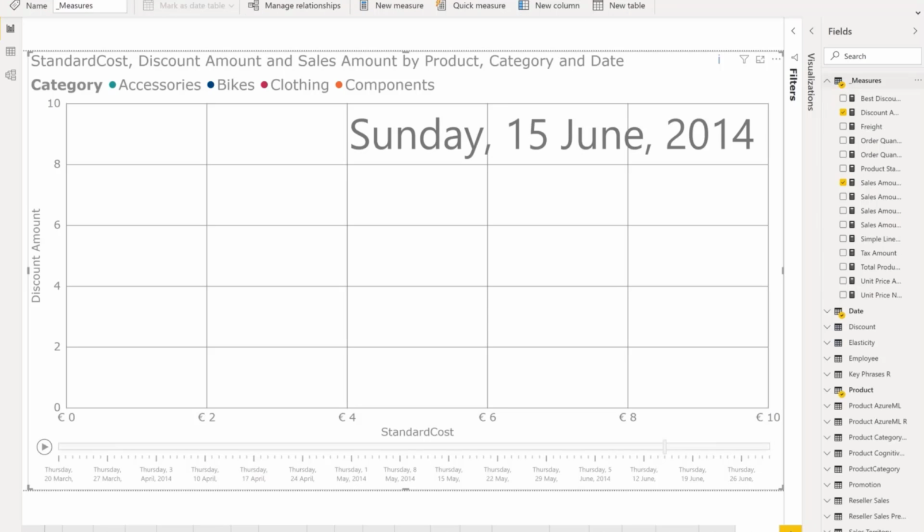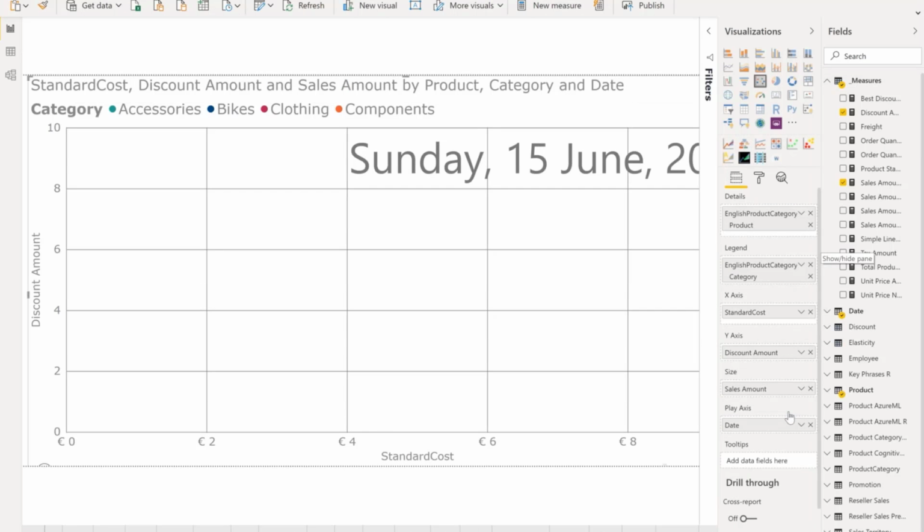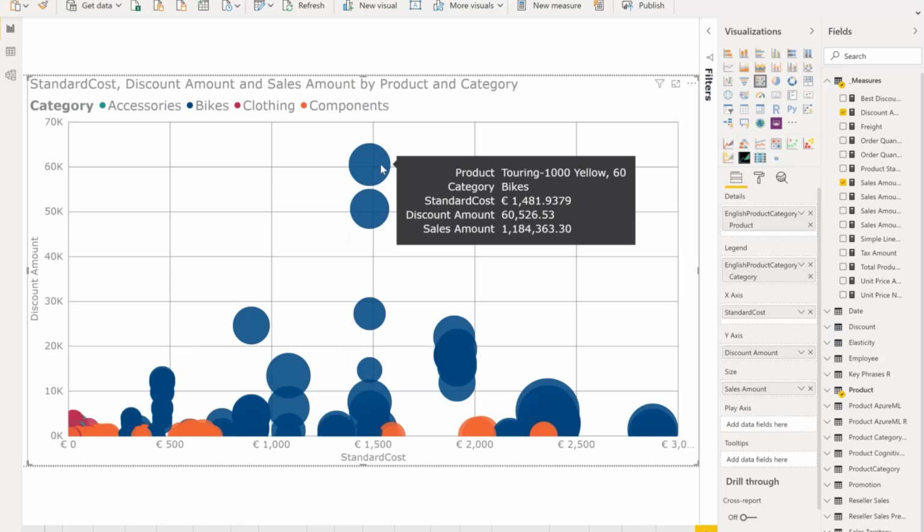Obviously, I screwed something up in my demo file here, but here we could see we have the spikes, and when we hover over with the mouse, we can see that these are spikes. Product is Touring 1000, category spikes, standard cost is 1,000, discount amount is 60,000, and sales amount is almost 2 million, 1.2 million.